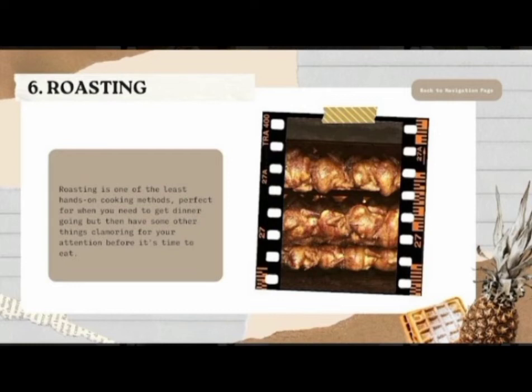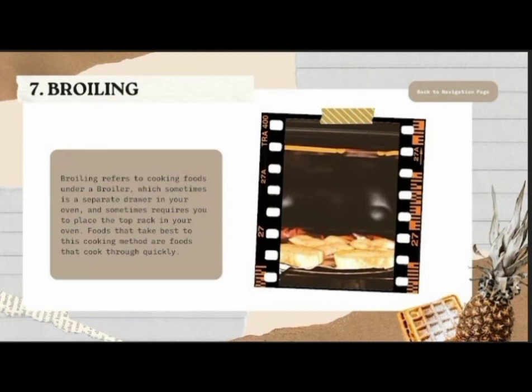So the next is broiling. Broiling refers to cooking food under the broiler, which sometimes is a separate drawer in your oven and sometimes requires you to place the food on the top rack in your oven. Foods that take best to this cooking method are foods that cook through quickly. Broiling is exposing food to direct radiant heat, either on a grill over live coals or below a gas burner or electric coil. One example of this is strip steak.